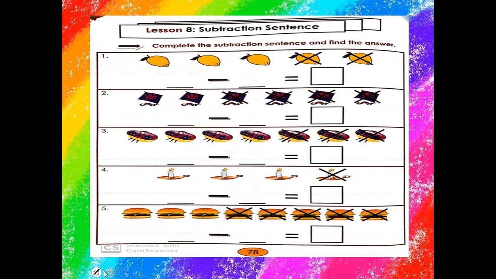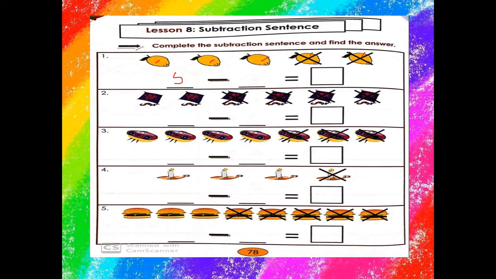Okay, so let's have page 78 of your Rainbow Math book. So again, you are going to complete the subtraction sentence and find the answer. So first, let us look for the first number, the minuend. Okay, so we have here lemons. So first, we need to count the number of lemons that are here. So everybody, let's count 1, 2, 3, 4, 5. So we have here 5. We are going to write number 5.